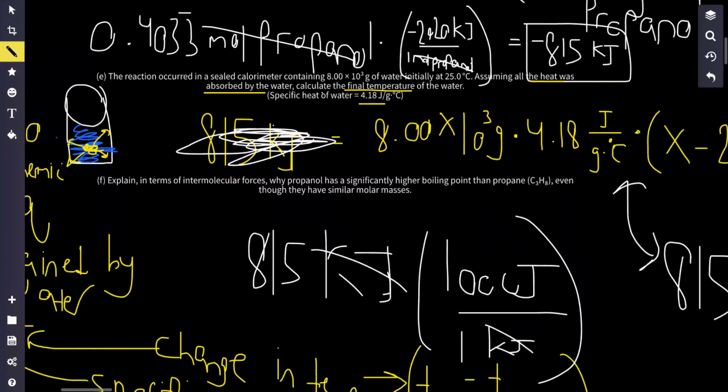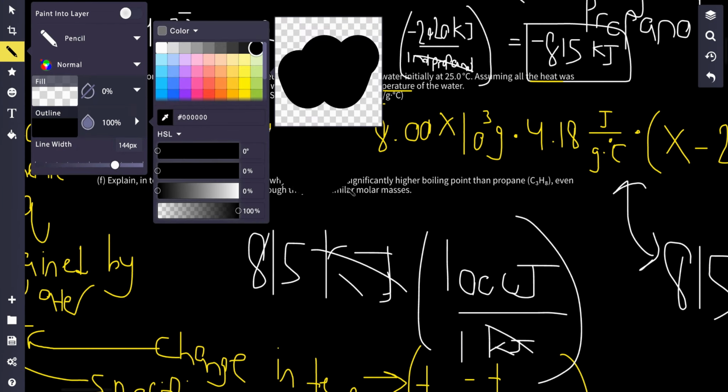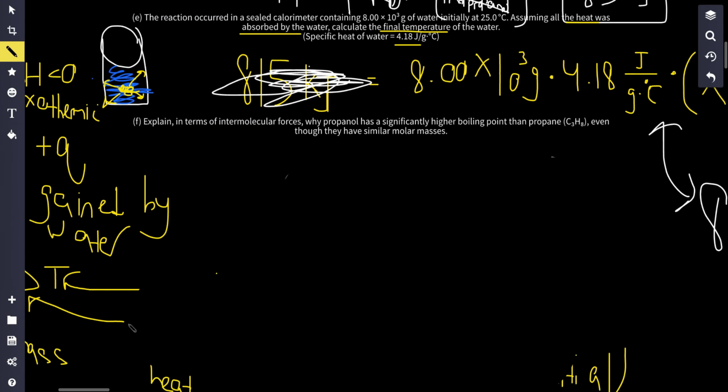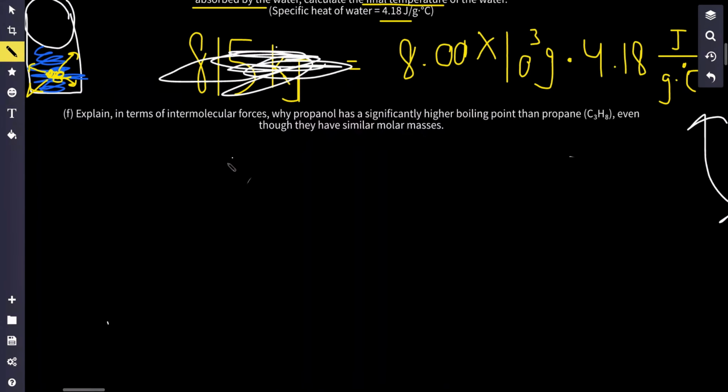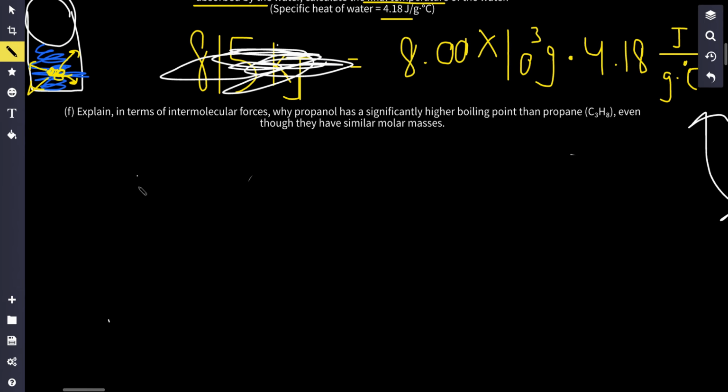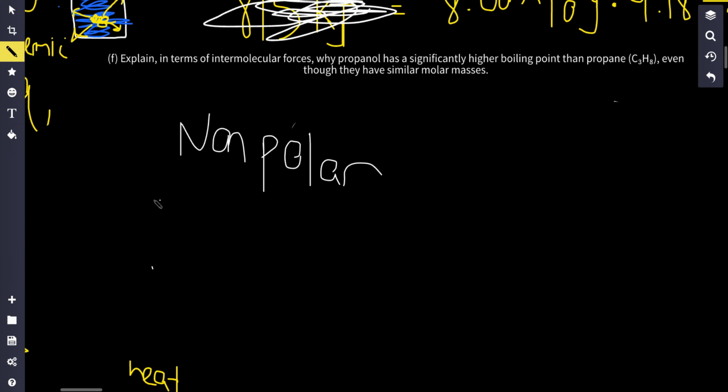All right, explain in terms of intermolecular forces why propanol has a significantly higher boiling point than propane, even though they have similar molar masses. Now remember, if two things have different molar masses and they're nonpolar, remember that if two things are nonpolar, you want to look at their molar mass.